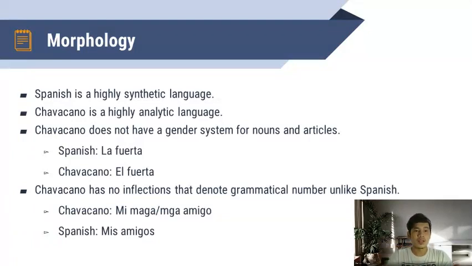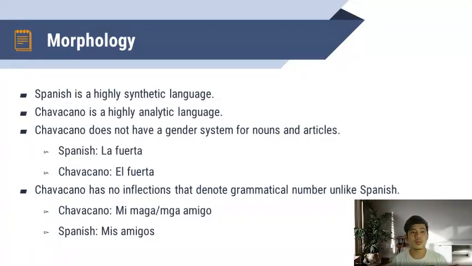Chavacano is a highly analytic language, which means that it is not, of course, rich in morphology. Rather, in this kind of language, markings are mostly used instead of, for example, inflections, derivation, morphologies, or morphemes.